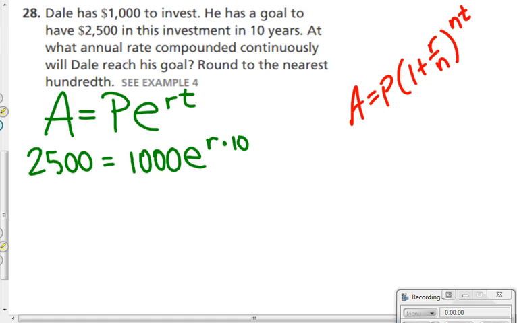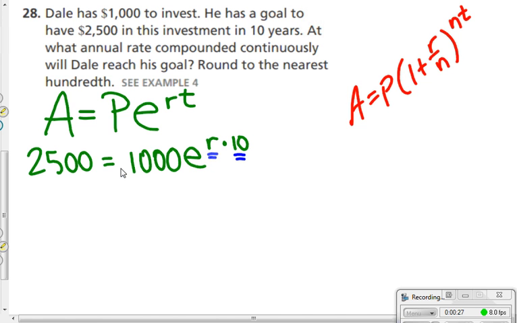8 from section 6.6. Wanted to know if you're investing $1,000, I have that right here, $1,000, that's the principal in the PERT formula, and you want it to become 2,500, that's the A, the amount that we're trying to reach. The base is E, the rate is unknown, we're going to solve for that. And how much money would we have after 10 years?